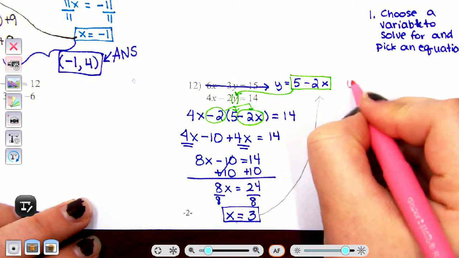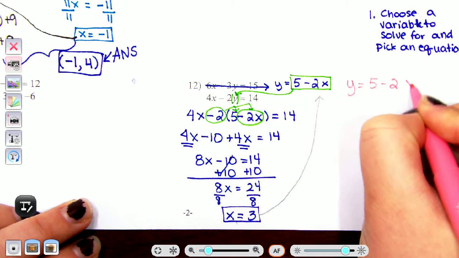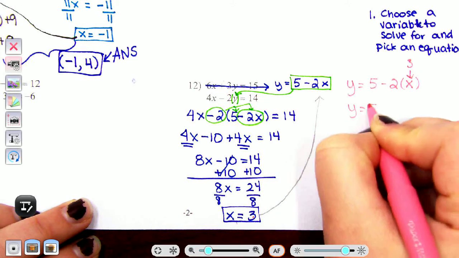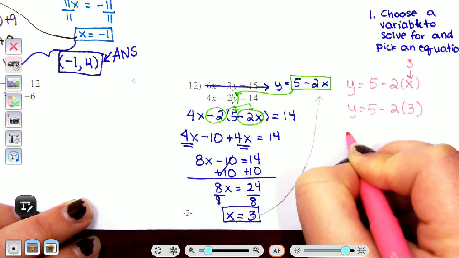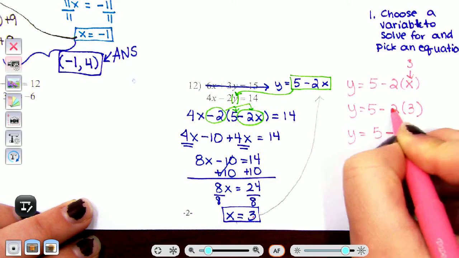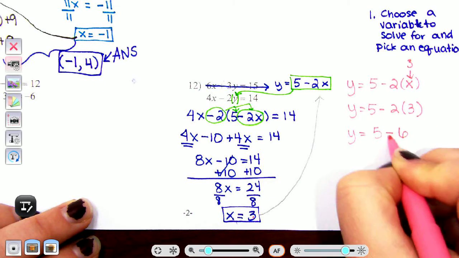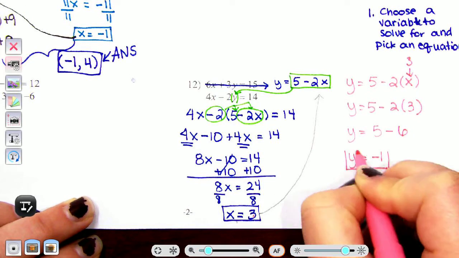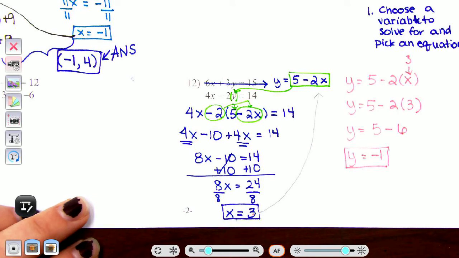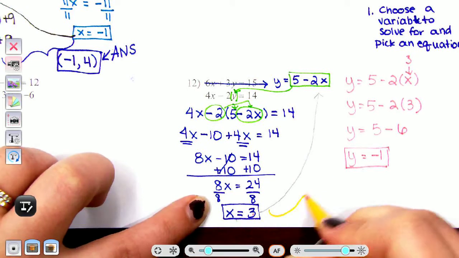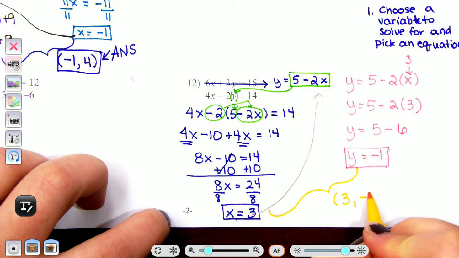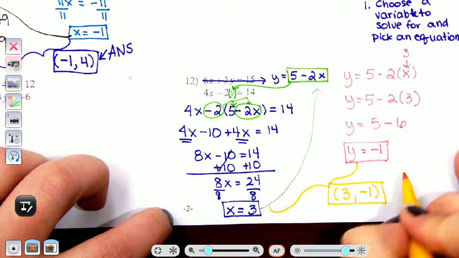So I have y equals 5 minus 2x. I'm plugging in 3 for x, so I have y equals 5 minus 2 times 3. So y is equal to 5 minus, what is this? 3 times 2 is 6, and we have that minus. So y is equal to -1. Is this our answer? No, this is only part of our answer. So let's do our final answer for number 12. We're going to combine our x and our y. So we have (3, -1), and this is our final answer.